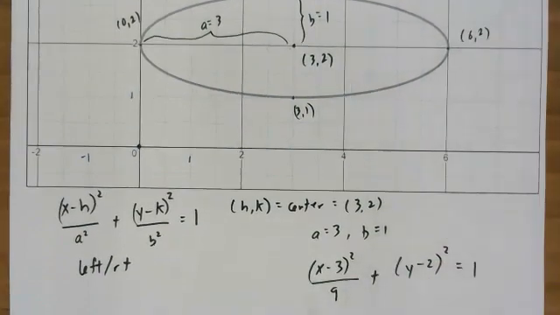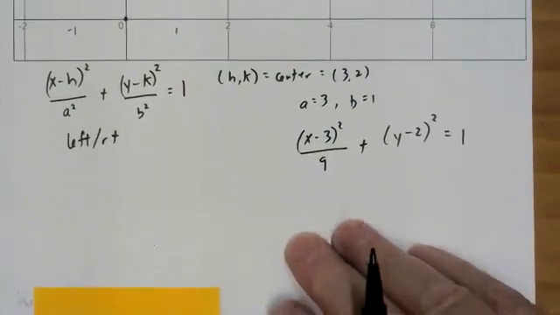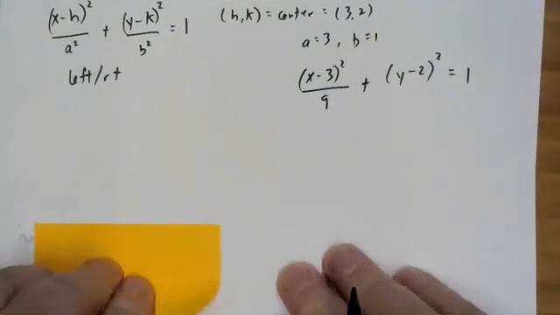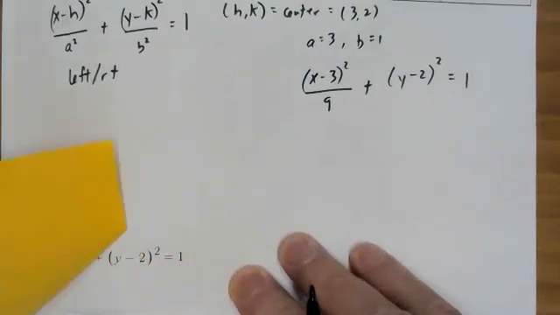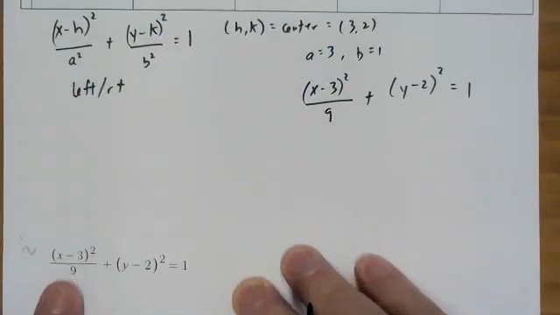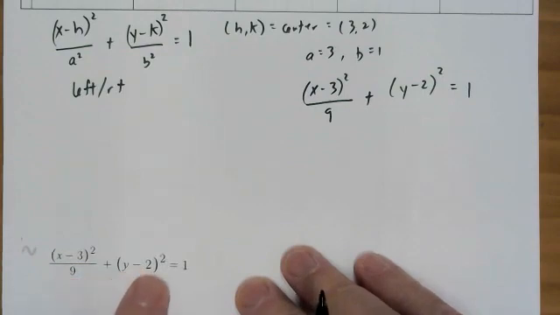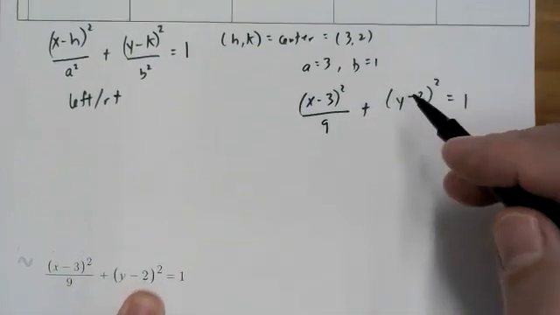And just to confirm that, here at the bottom of this graph, it actually types out the equation of the graph. X minus 3 squared over 9 plus Y minus 2 squared equals 1.